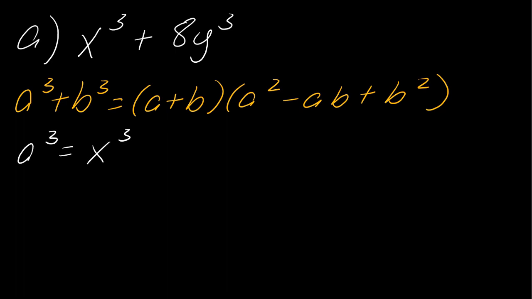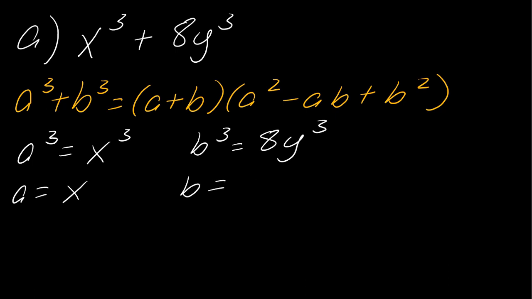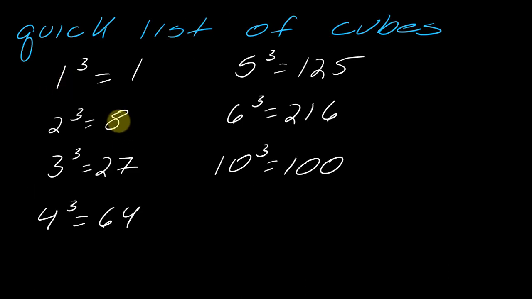What's in the a cubed spot is x cubed, so that means my a is equal to x. What's in the b cubed spot is 8y cubed, so my b is 2y. Again, it's 2 because 2 cubed is equal to 8. That's why having a list of cubes can help you, because you can figure out what number you need to be referring to, which in this case is 2.